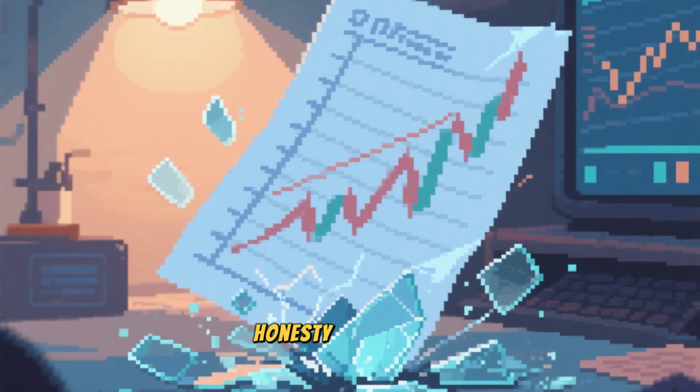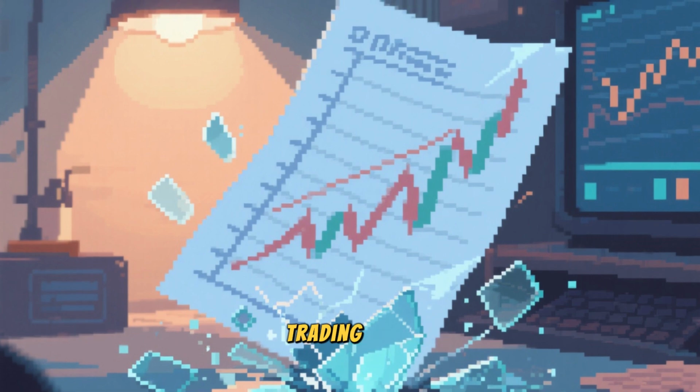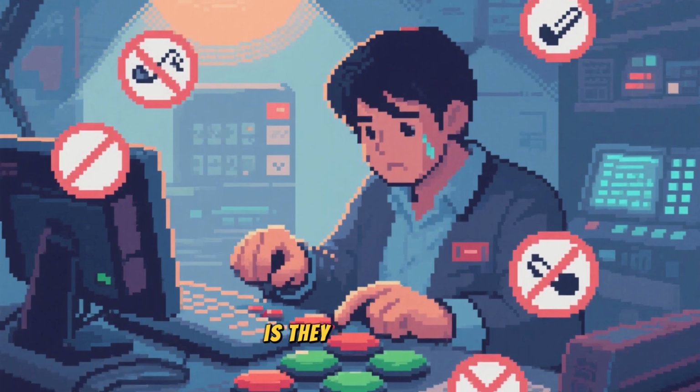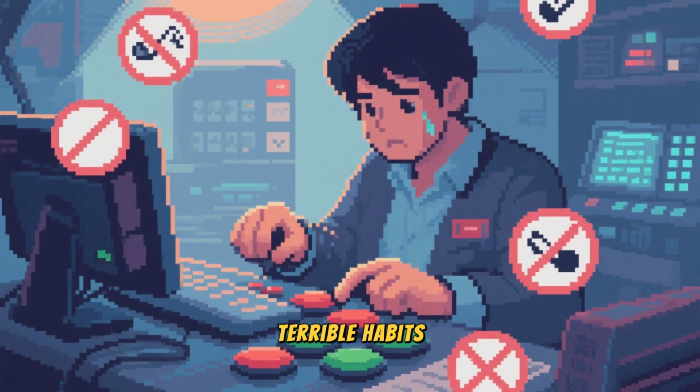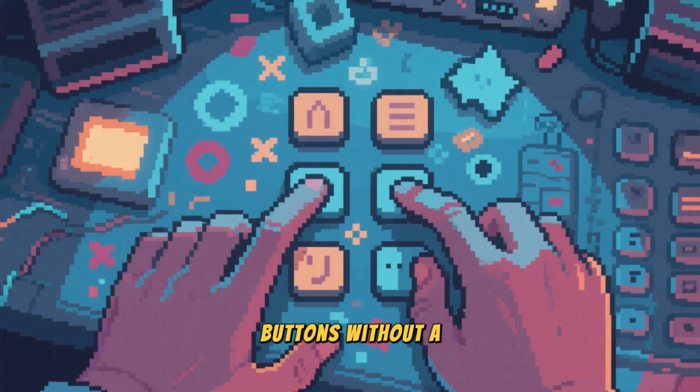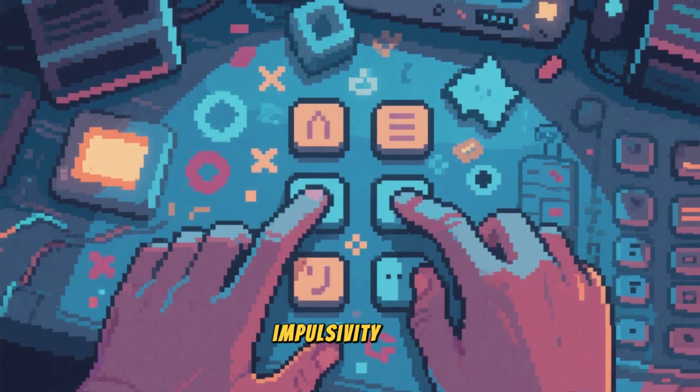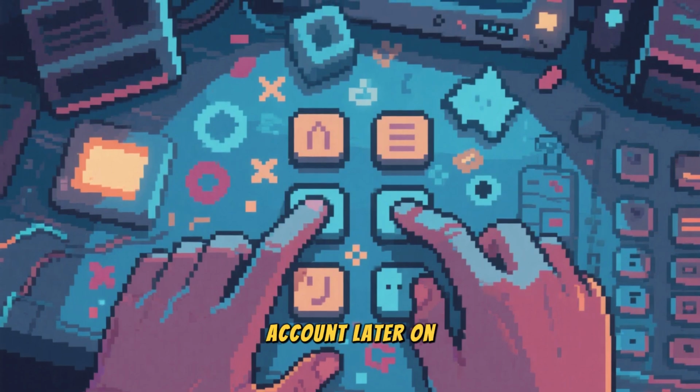Now for some brutal honesty. Here's why most people's paper trading fails. Mistake number 1 is they don't take it seriously, and because of that, they develop terrible habits. They just click buttons without a plan, reinforcing the exact impulsivity that will destroy a real account later on.